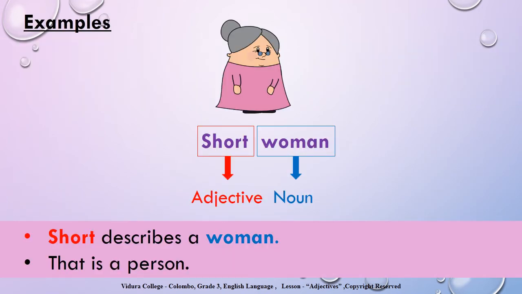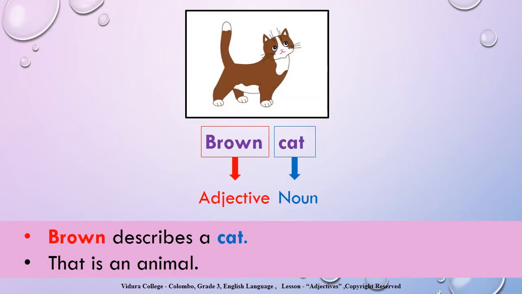Let's look at some examples. Look at the woman. The noun woman belongs to the category of person. The woman is further described using the word short as short woman. So the word short is an adjective. Look at the cat. The noun cat belongs to the category of animals. The noun cat is further described using the word brown as brown cat. So the word brown is too an adjective.